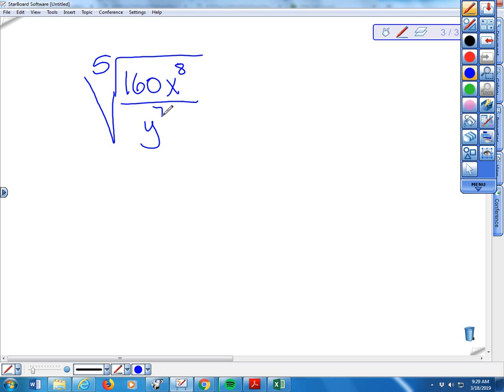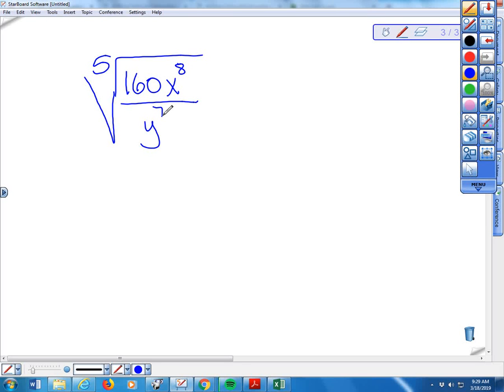So write your fifths. 5, 25, 125. So you know it's not going to be 5, because 5 to the 5th is well over 160. So work your way down. 2. So we can find 4. 4 times 4 is 16. 16 times 16 is 81.